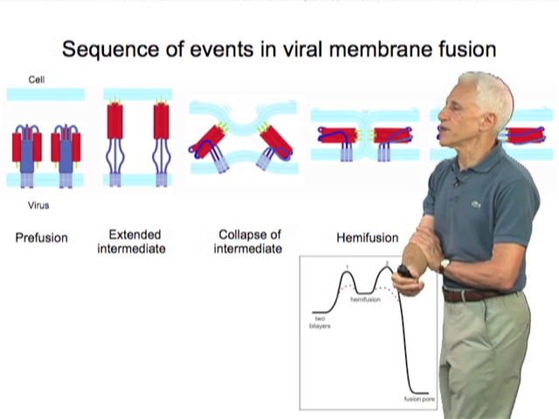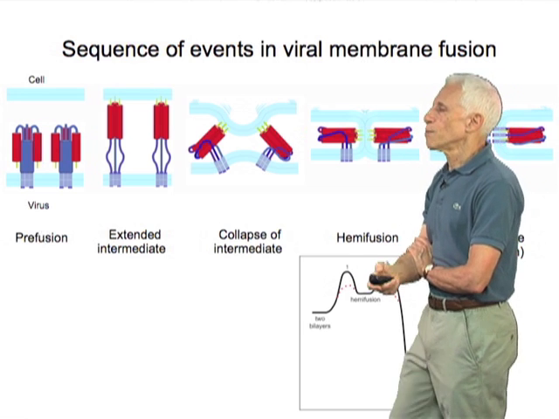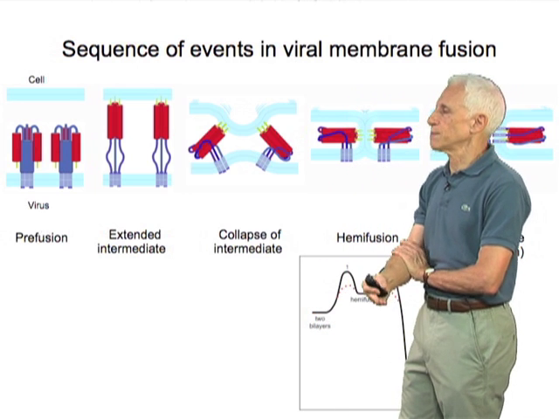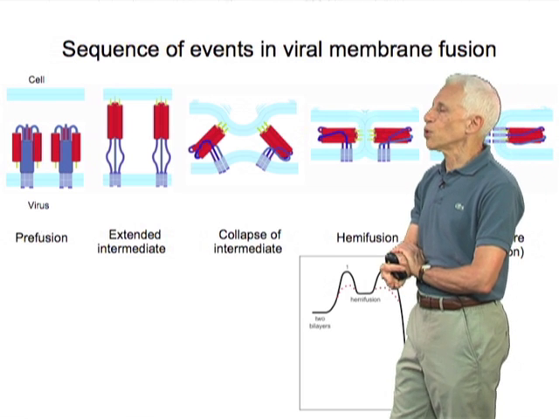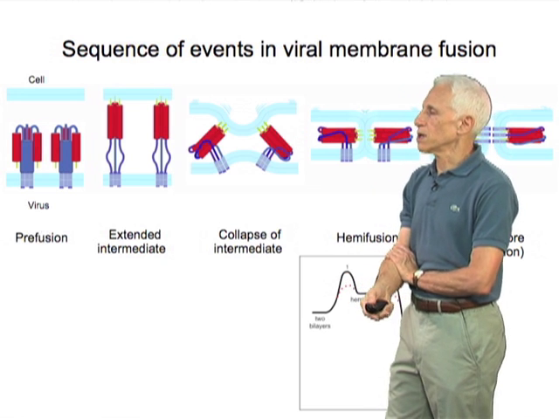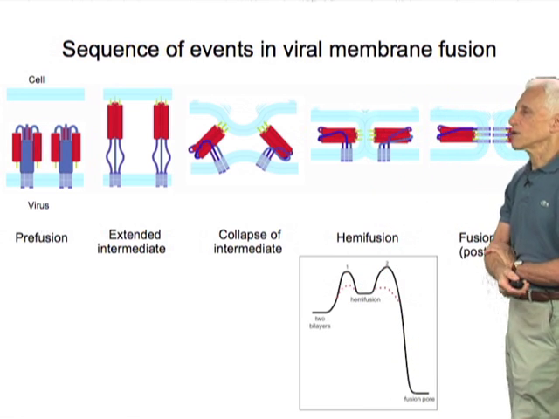As I suggested, there are probably kinetic barriers from the point of view of the lipid bilayer itself, both between the two bilayer state and the hemifusion state, and between the hemifusion state and the final formation of a fusion pore. And it is the role of the fusion protein to lower that kinetic barrier, as suggested by these dashed red lines.